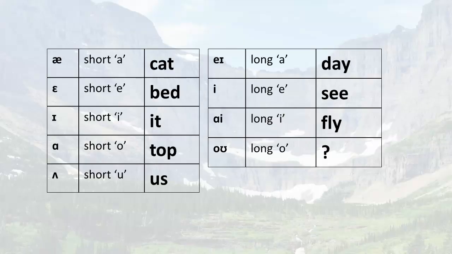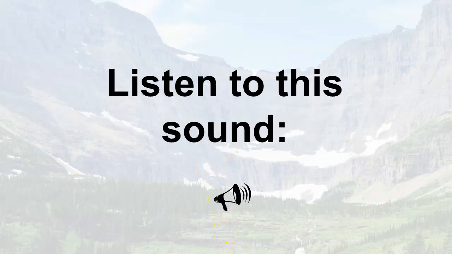First, let's quickly review the sounds that you've learned in our previous lessons. The first one is a, cat; a, bed; i, it; ah, top; uh, us; a, day; e, see; i, fly. And of course in this lesson we are going to learn the sound that these two symbols represent. Okay, so listen to this sound.